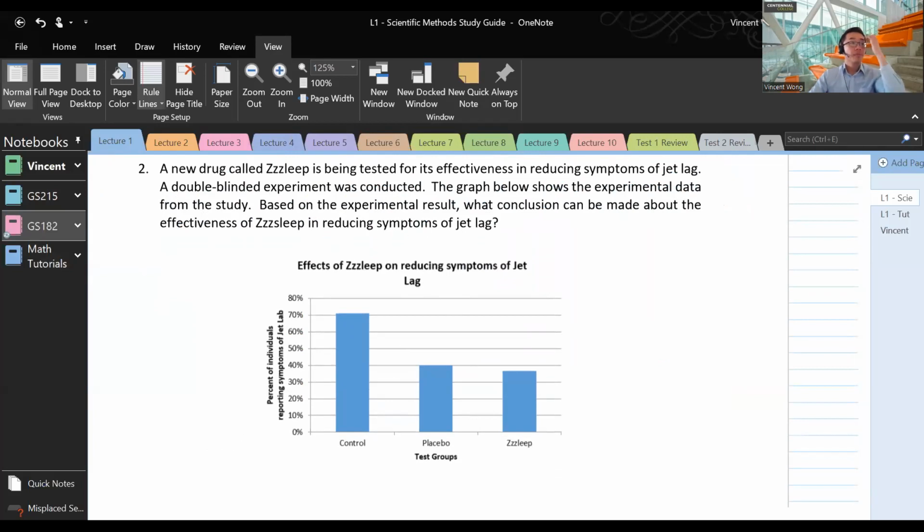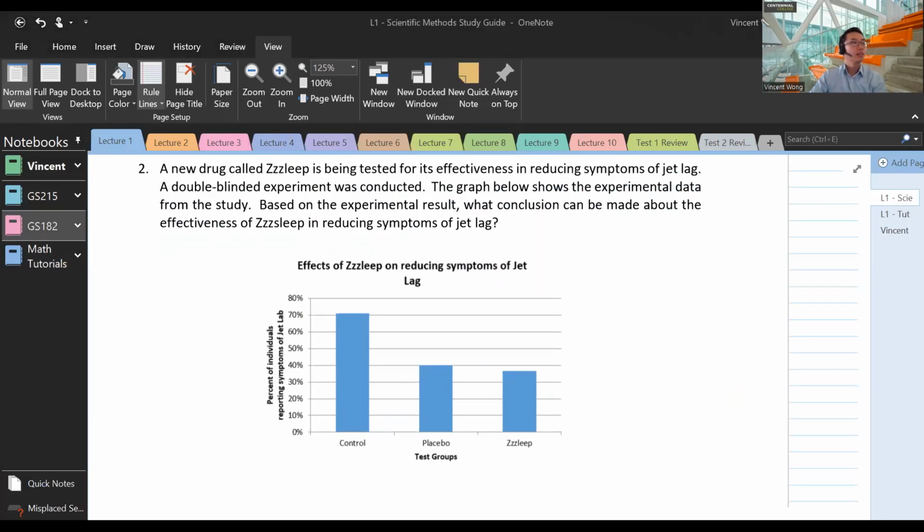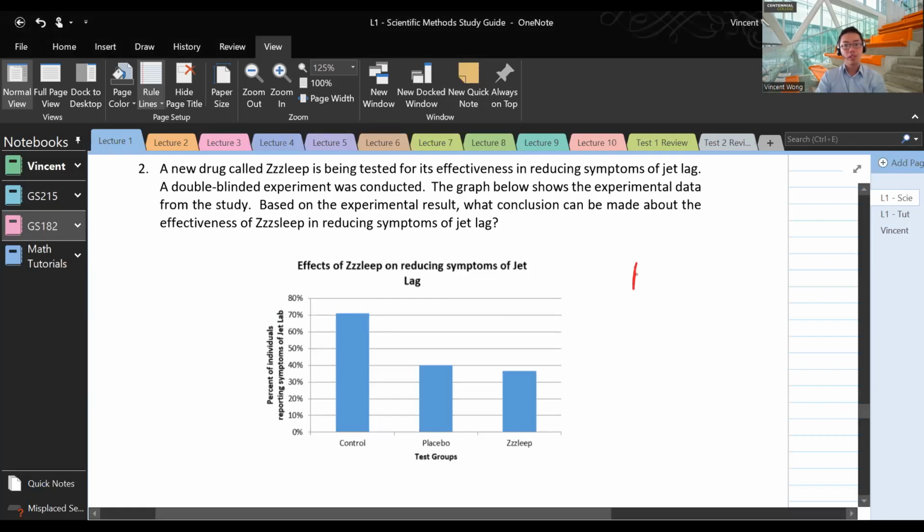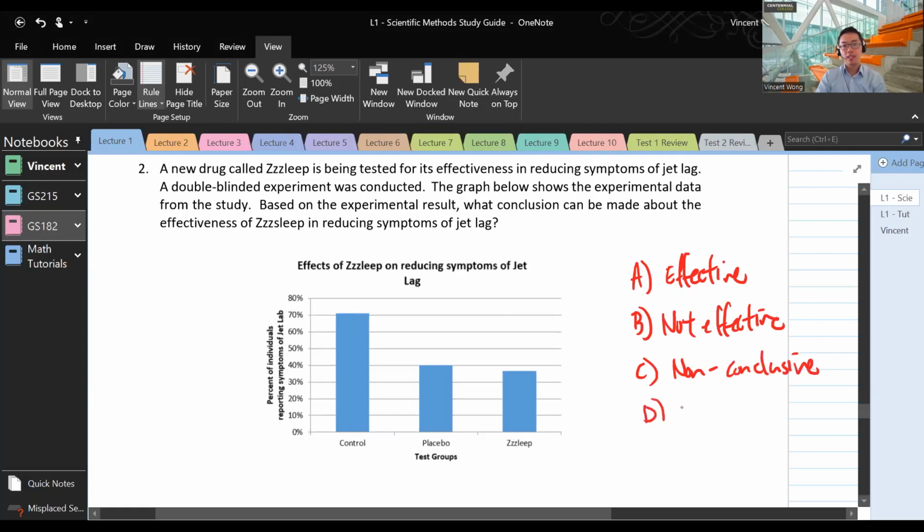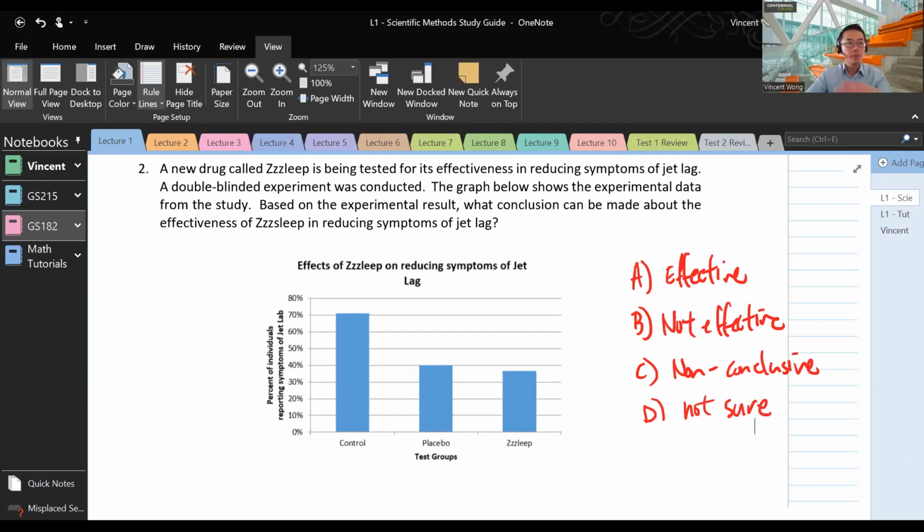Okay. So let me launch the poll. Based on this result, if you think it is effective, please choose A. Not effective, please choose B. Non-conclusive, please choose C. D, not sure. Okay, so everyone should be able to choose something.